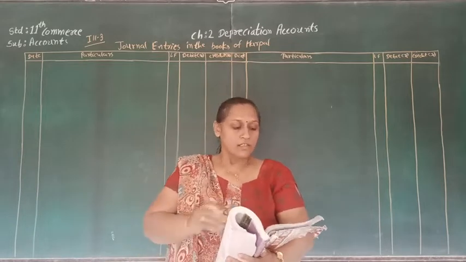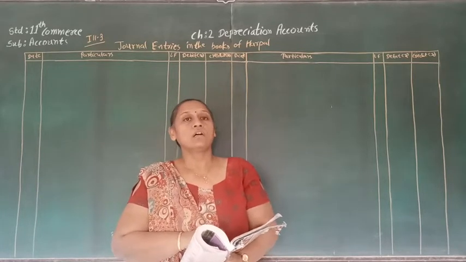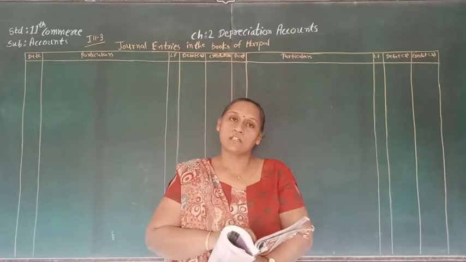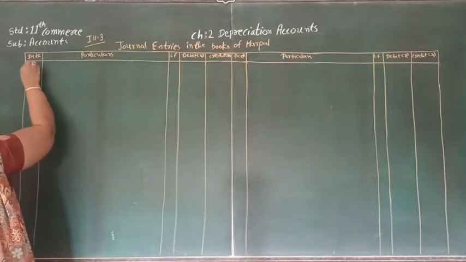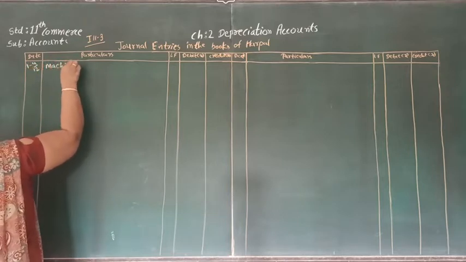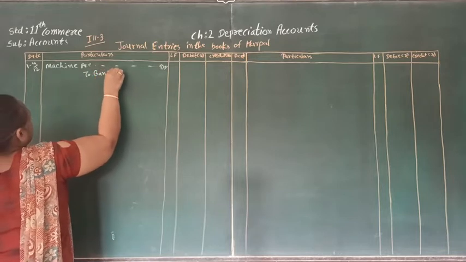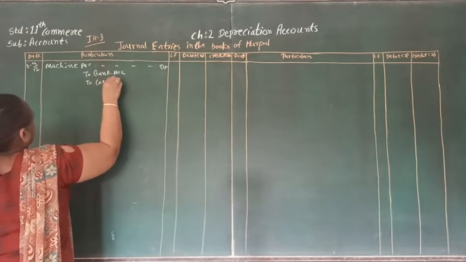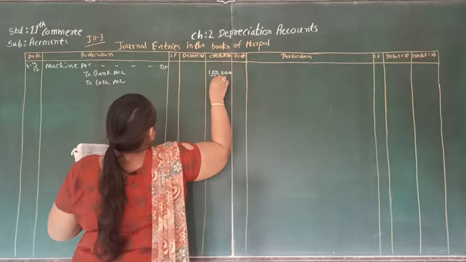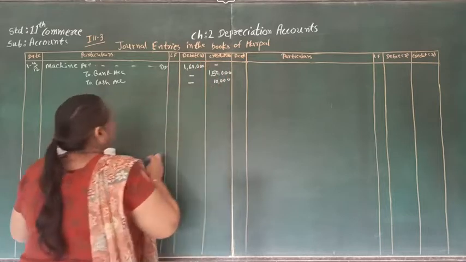So let's pass the journal entry. Here we have purchased the machine of 1,50,000 and installation charge is 10,000. So for that, the machine is coming into the business: machine account debit to bank account to cash account. That journal entry is supposed to be passed on 1/4/12. So that will be machine account debit to bank account, to cash account, and that will be 1,50,000 and 10,000, a total of 1,60,000. That will be the amount of the machine.